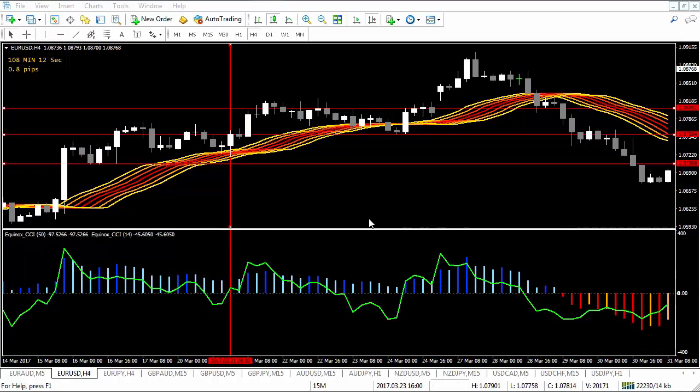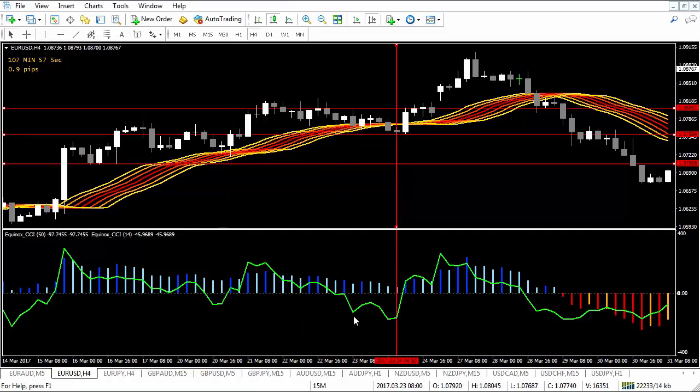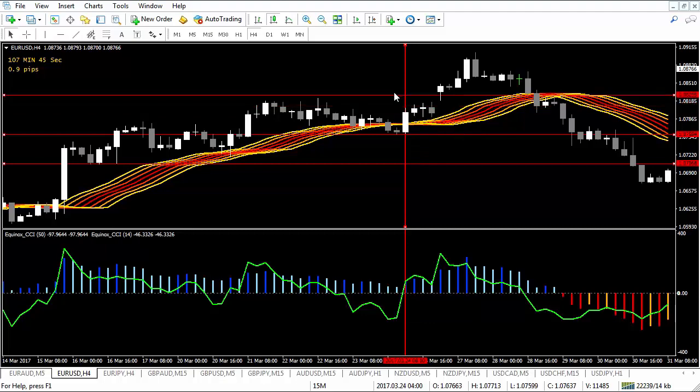And as the trade progresses, we get yet another opportunity to go long. Price drops below the ribbon. We have the signal line dropping below the 0 line. And then we have the price moving back above the ribbon. As the signal line moves back above the 0 line, we have another opportunity to go long.